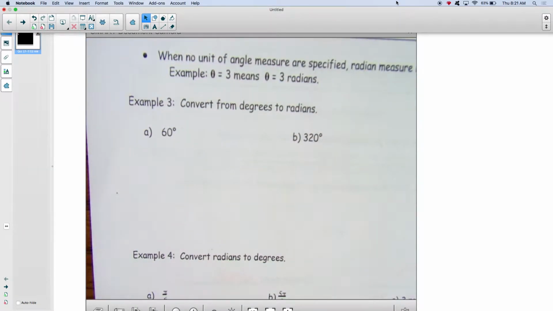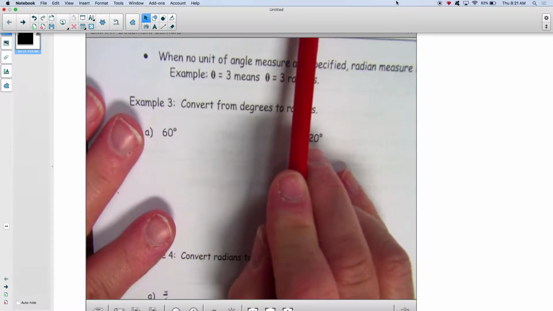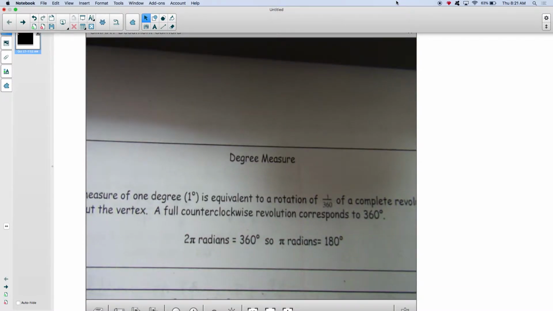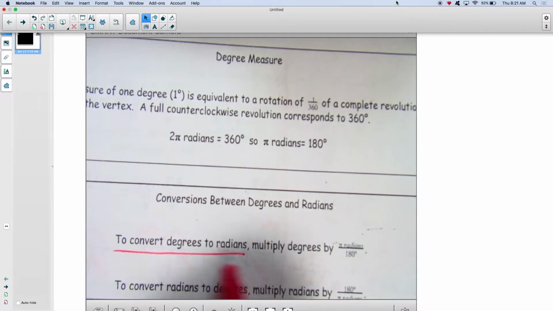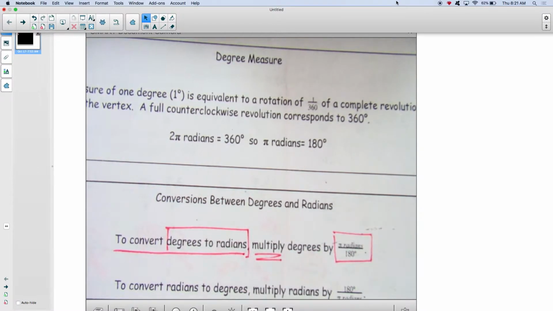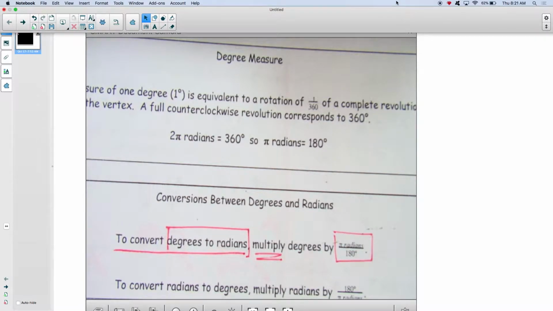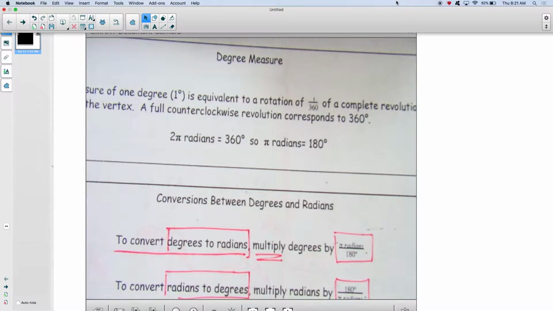Well, you're going to need to be able to convert between degrees and radians, radians and degrees. We know that 2 pi radians equals 360 degrees. You also know that pi radians equals 180 degrees. So to convert from degrees to radians, multiply by pi over 180. To convert from radians to degrees, we multiply by 180 over pi.